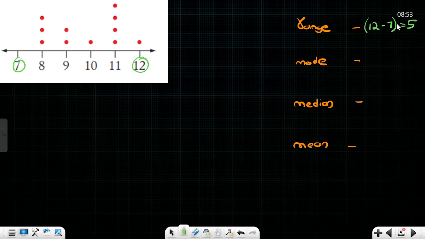Is that clear, Akshita? What does mode mean? Mode is the highest frequency. Highest frequency is 11 with frequency 4. So mode is 11.